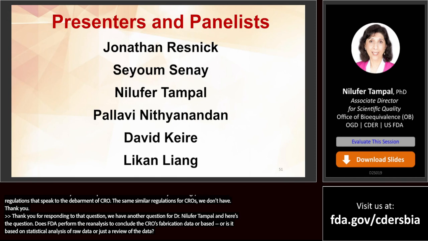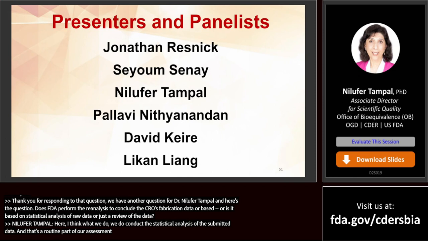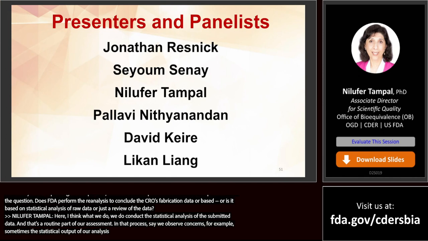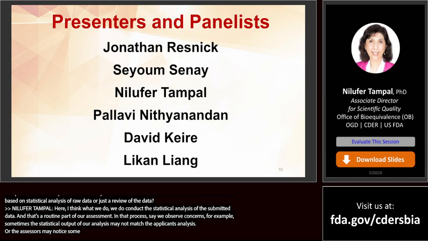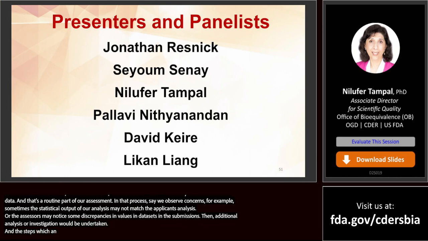Yeah, here I think we do conduct statistical analysis of the submitted data, and that's a routine part of our assessment. And in that process, say we observe some concerns. For example, sometimes the statistical output of our analysis may not match the applicant's analysis, or the assessors may notice some discrepancies in the values in the data sets in the submissions. Then additional analysis or investigation would be undertaken. And the steps which an assessor may consider will all be driven by the nature of the concern or the issue before them. Thank you.